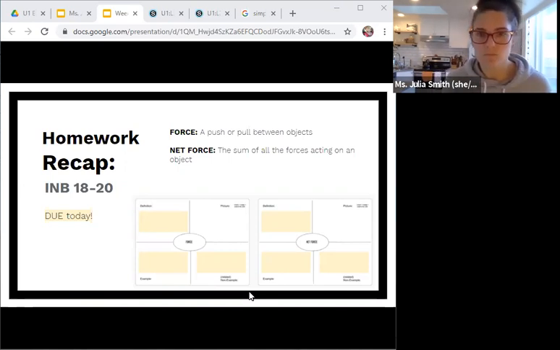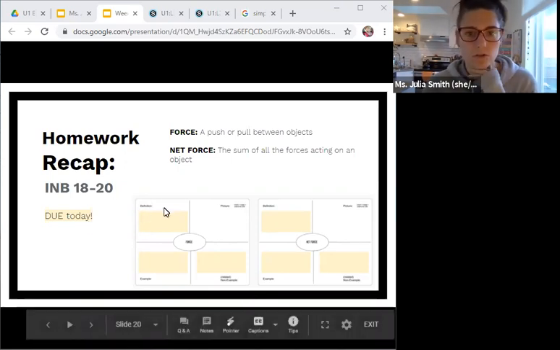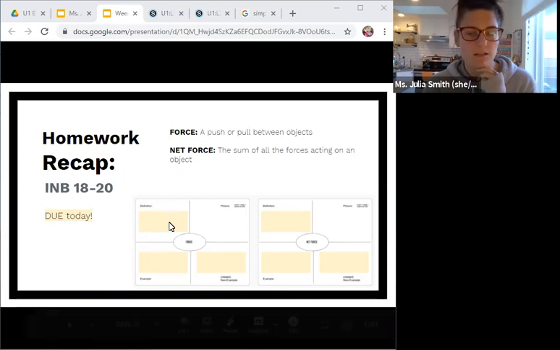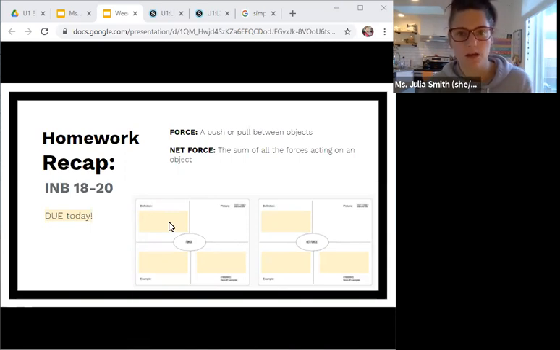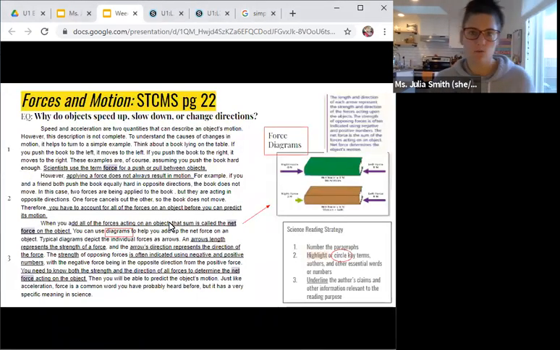You guys had the homework to do the Frayer models on IMB 18, 19, well, the Frayer models were on IMB 19 and 20. On IMB 18 was our reading. So you were doing a close reading of forces in motion. We're looking at this question: why do objects speed up, slow down, or change directions?